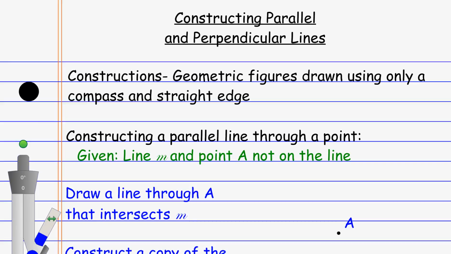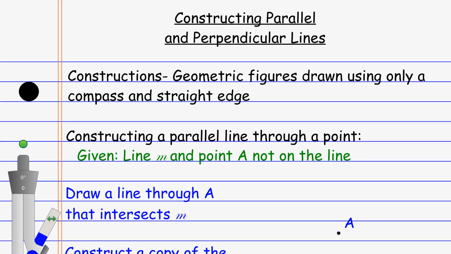Today we're looking at constructing parallel and perpendicular lines. Just a reminder that constructions are essentially just drawing geometric figures using only a compass and a straight edge. We've done basic constructions before. Remember, we copied line segments, we copied angles, we bisected, we did perpendicular bisectors of lines, we did bisectors of angles, some of those basic things. And we'll use some of that today as we deal with constructing parallel and perpendicular lines.